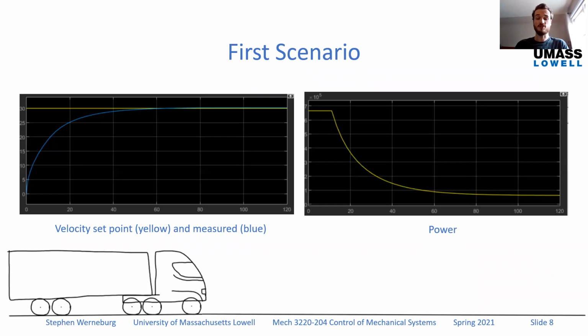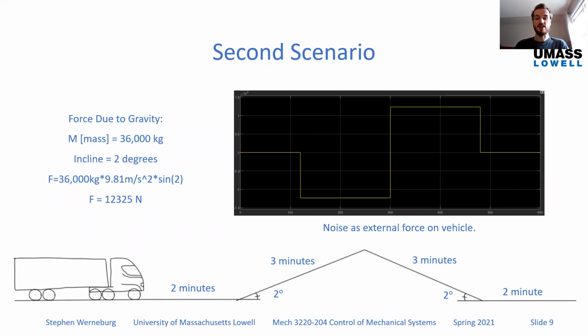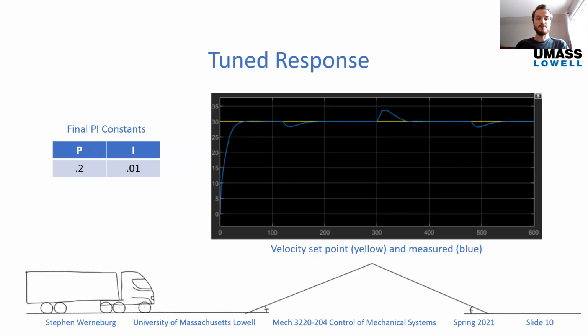To tune the PI controller, I put my truck through 2 scenarios. One is just accelerating up to the set point on flat ground from a stop. The other is accelerating up to the set point on flat ground, then going up a hill, down a hill, and then flat ground again. From there, I was able to get PI constants, 0.2 for proportional, 0.01 for integral, and that gives me this response to the second scenario I just explained, which I was satisfied with. I could keep iterating on this if I wanted to, but no need for now.